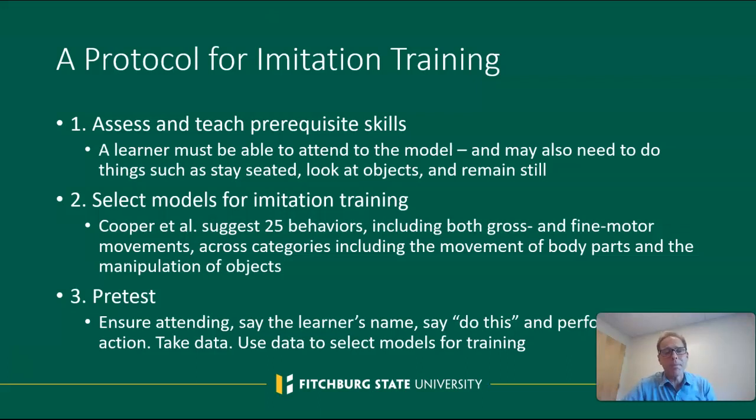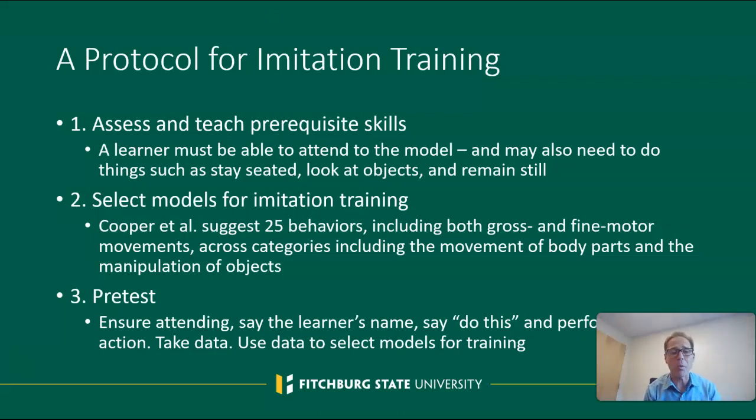Second, we want to select models for imitation training. And Cooper suggests starting with 25 behaviors that include both gross and fine motor movements across categories that include things like the movements of body parts, such as touching nose, tapping your head, as well as the manipulation of objects. There might be things like playing with a car on a table, things like that. So we want to select 25 that range across both gross and fine motor and include movement of body parts and the manipulation of objects.